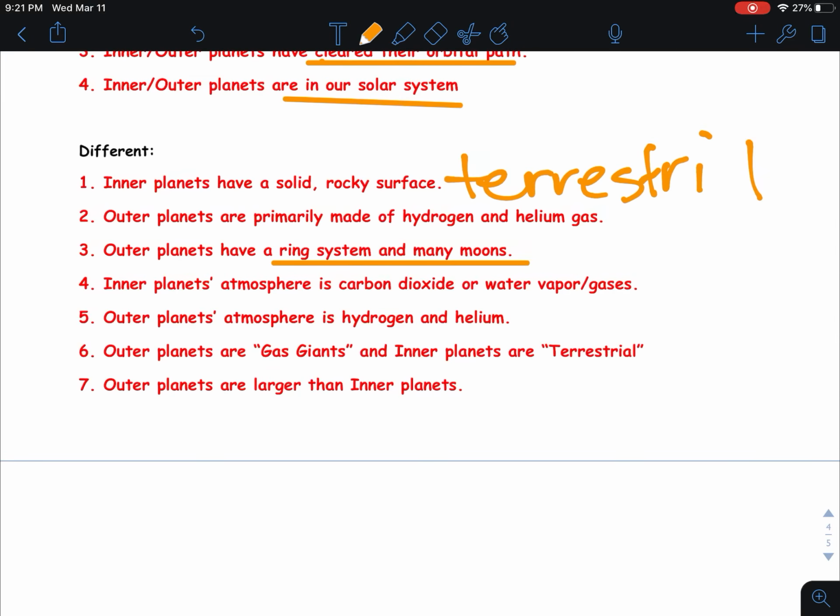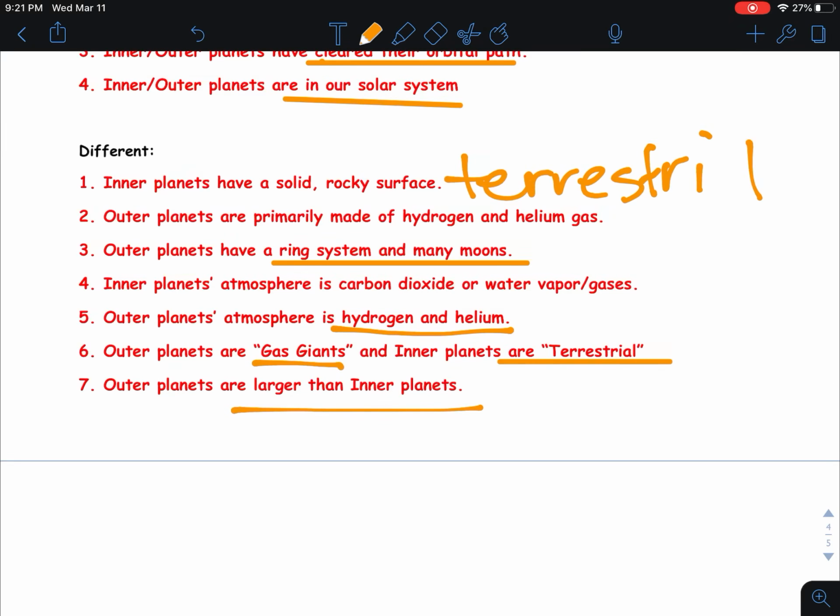Inner planets' atmosphere is carbon dioxide or water vapor gases. The outer planets' atmosphere is hydrogen and helium. Outer planets are gas giants. Inner planets are terrestrial. Outer planets are larger than inner planets.